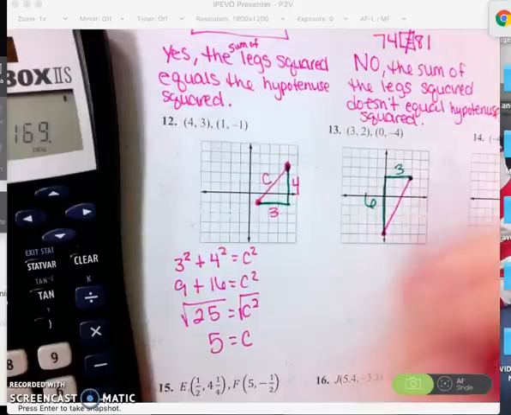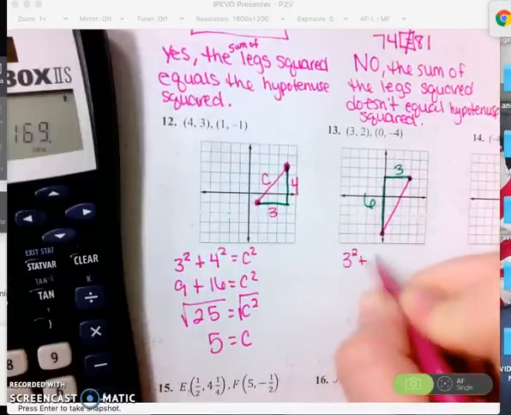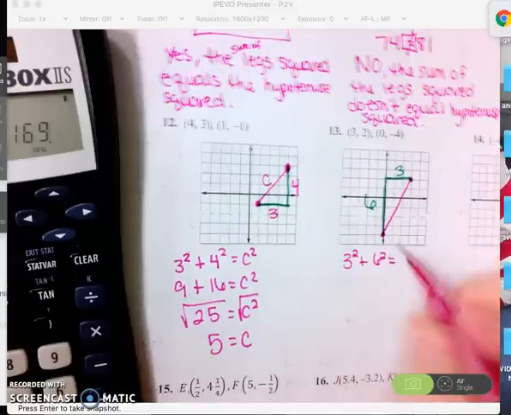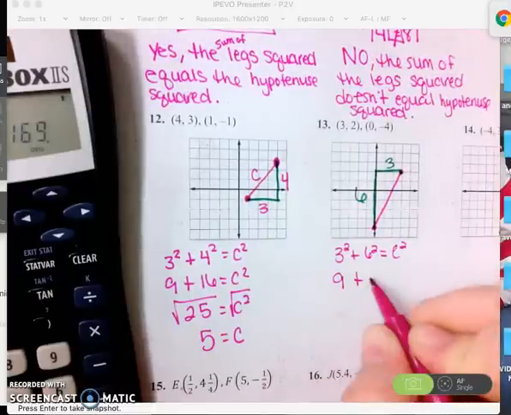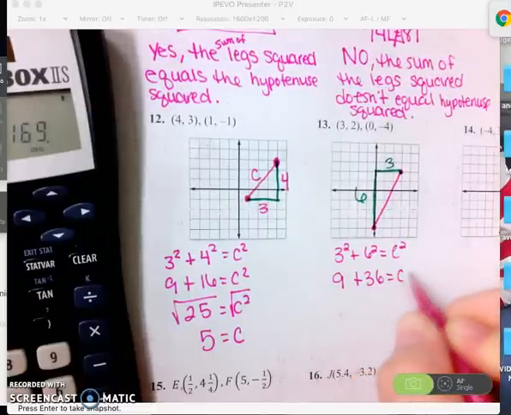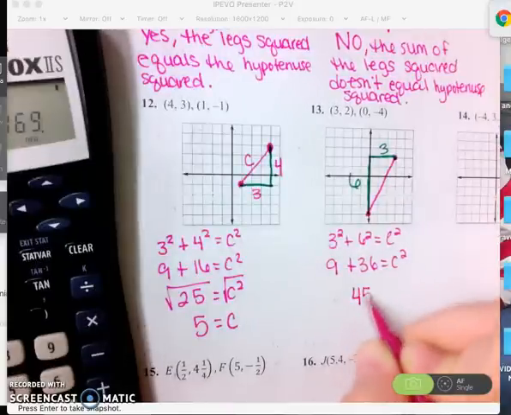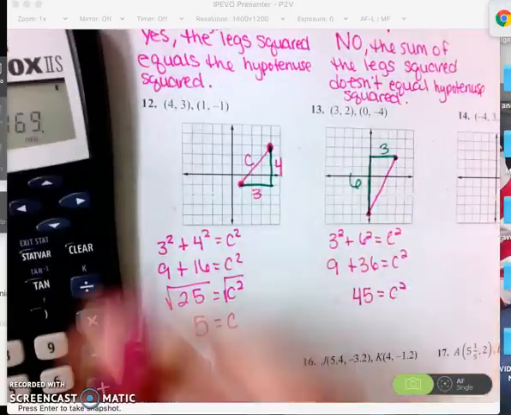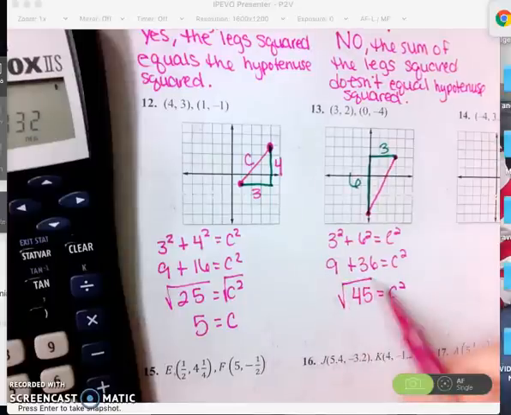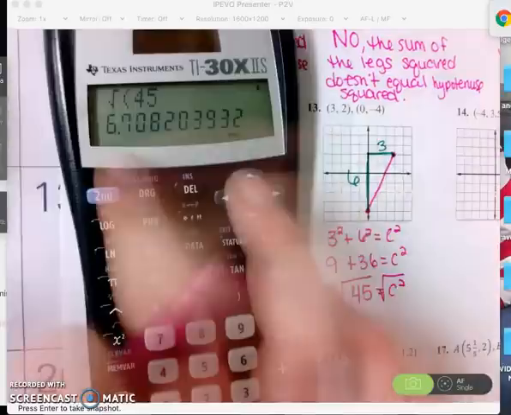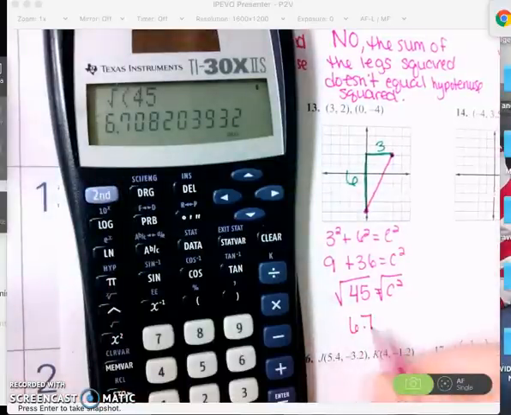Again, I want to show 3 squared plus 6 squared equals c squared. 9 plus 36 equals c squared. So 45 equals c squared. Find the square root of both sides. 6.7 is the length of c.